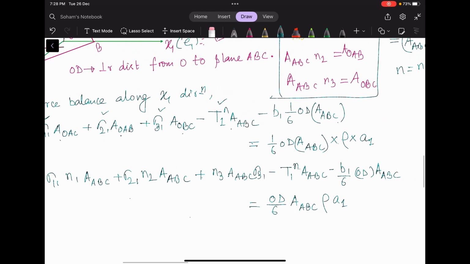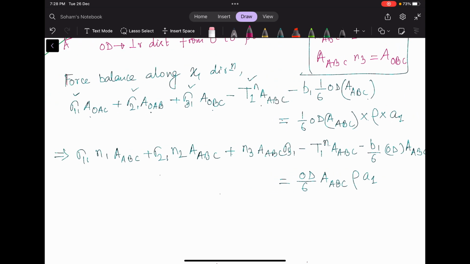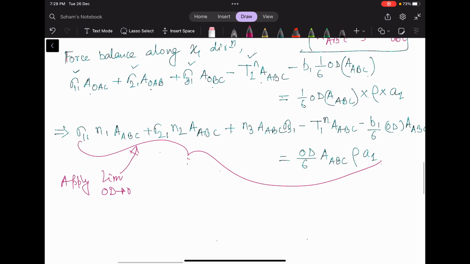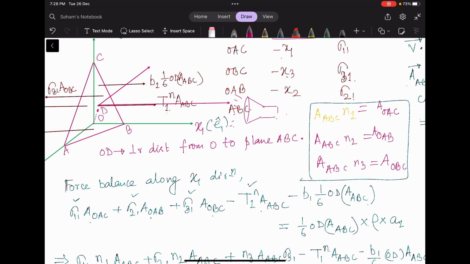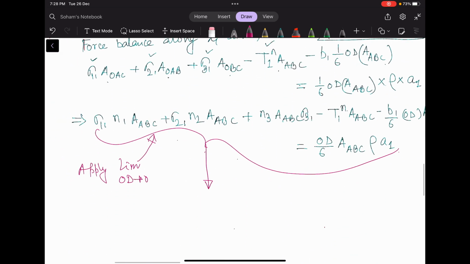So now on this whole expression apply limit OD tends to 0, okay, on this whole expression. So then what will we get? So OD tends to 0 means every dimension AB, AC and CV all are tending to 0, that is the tetrahedron is converging towards a point, okay.